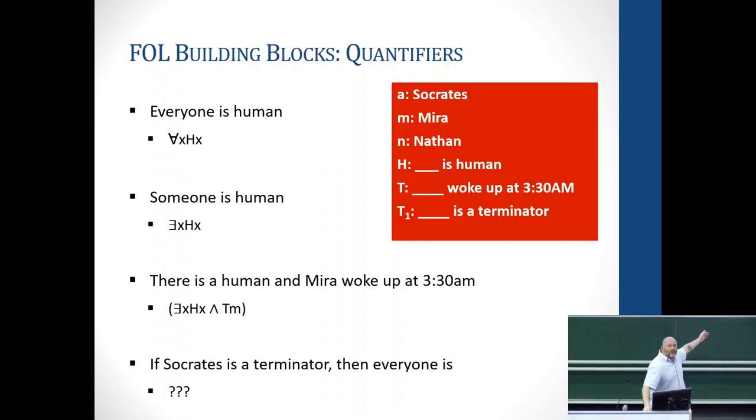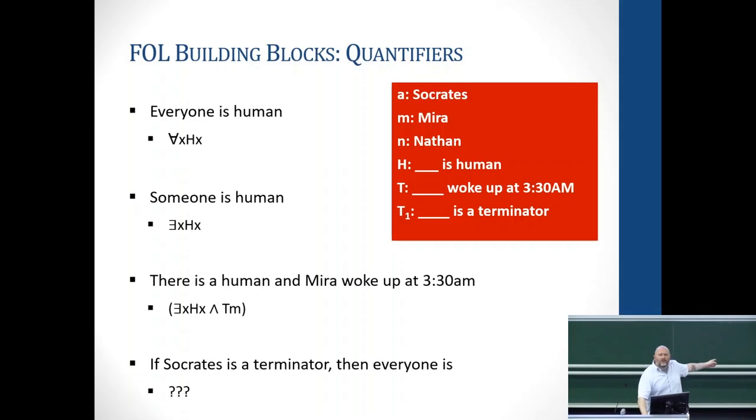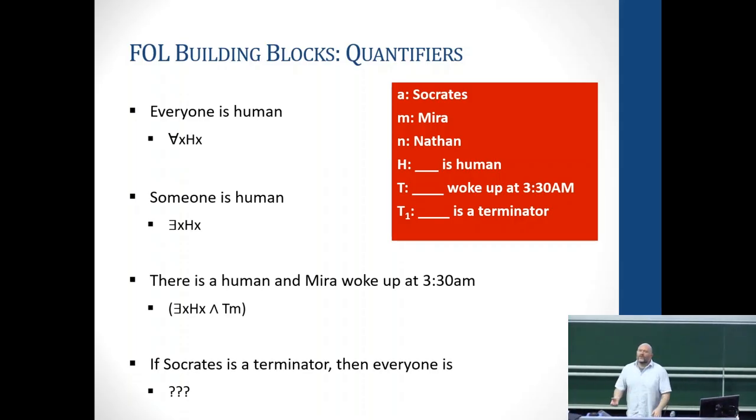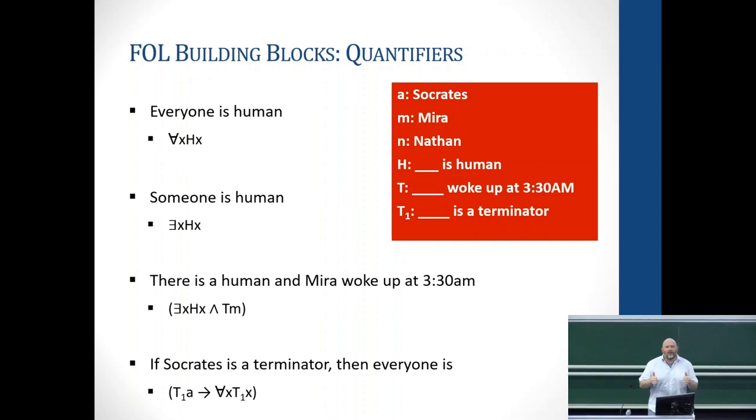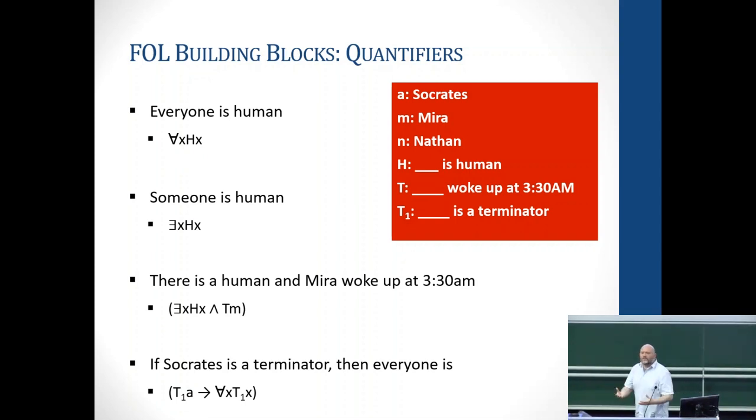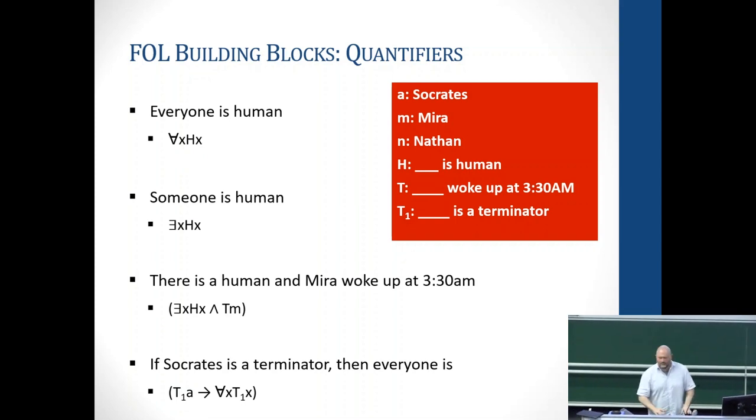So our last one, if Socrates is a terminator, then everyone is. So our antecedent, Socrates is a terminator, we did that before. And then we know how to say everyone's a terminator. Bingo, bango. Cool so far? Again, getting this basic idea? Nice.